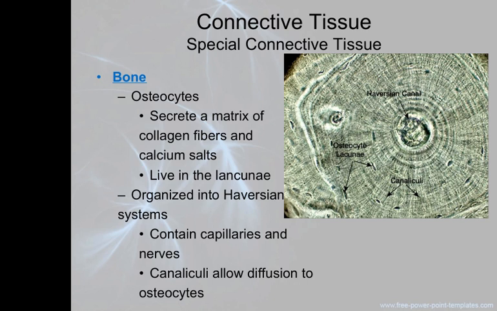Haversian canals are the canals for blood vessels and nerves through the bone. Lamellae is the term for concentric rings, like rings in a tree. These help give the bone its strength. And canaliculi, that's a fancy word for small canals.